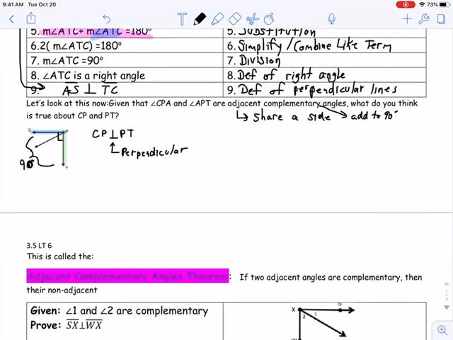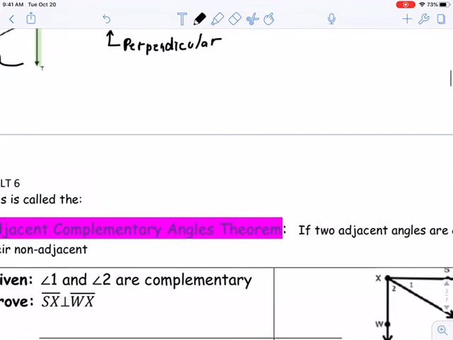And this is called the adjacent complementary angles theorem. Again, what a well-named theorem. It's very self-explanatory. If 2 adjacent angles are complementary, then their non-adjacent sides are perpendicular.